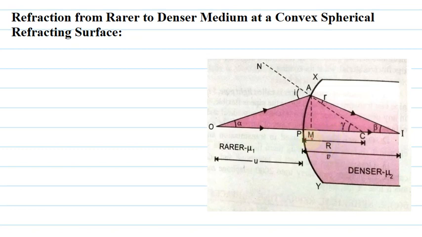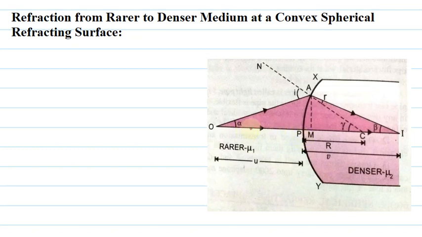Let P be the pole, C be the center of curvature, and R the radius of curvature, which is the distance from the pole to the center of curvature of the surface. Consider a point object O lying on the principal axis of the surface. A ray of light starting from O and incident normally on the surface XY along OP passes straight.